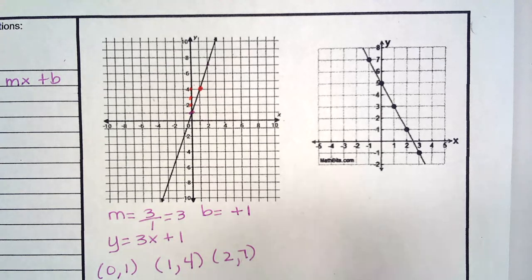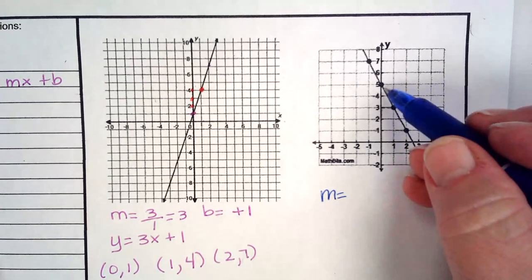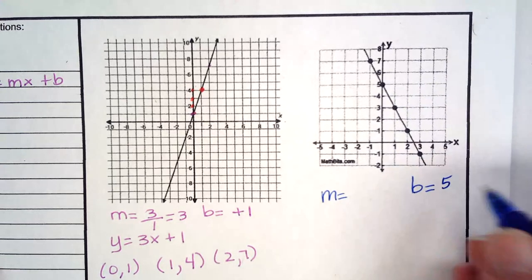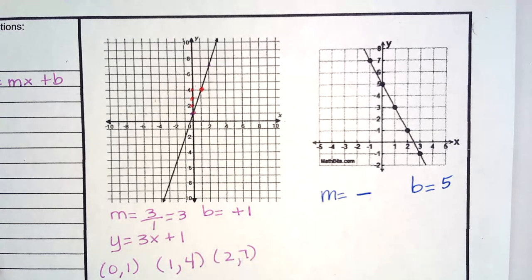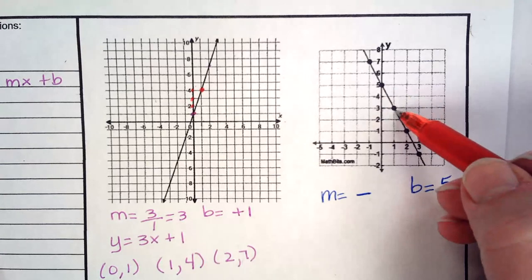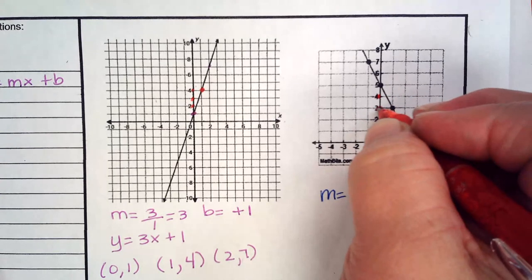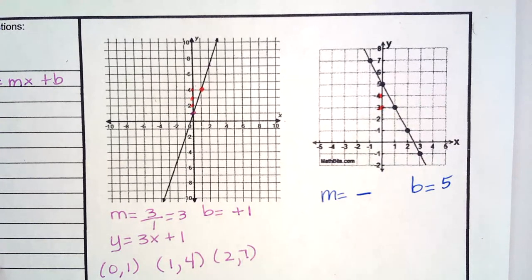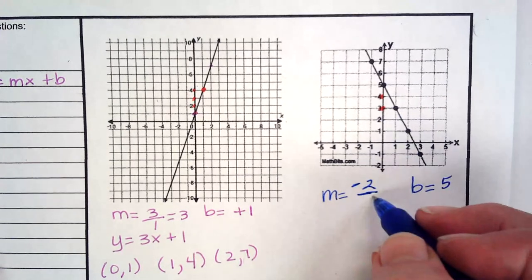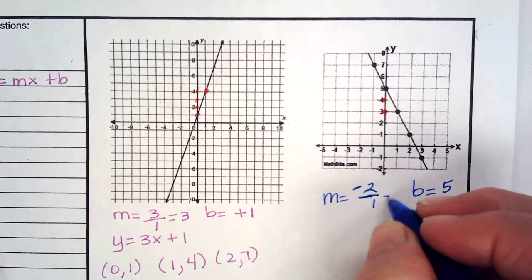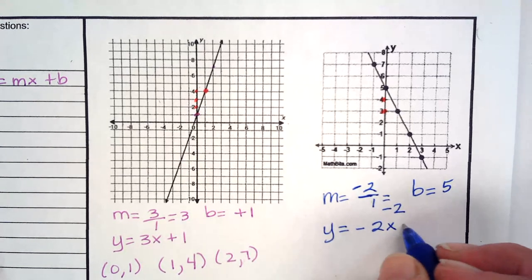Well, I hope you tried. Okay, B is always quick. It's a +5. The m is a little bit more tricky because we've got to count. I've got the points identified for me, so it makes it easier. I'm going down 1, 2. Going down means that my slope is negative. I'm going right 1. -2 over 1 is simply -2. Y equals -2x plus 5.